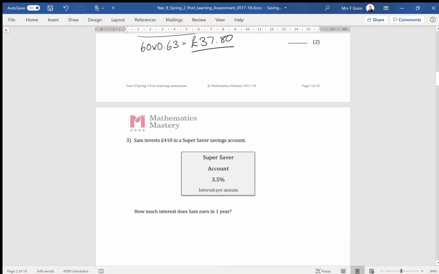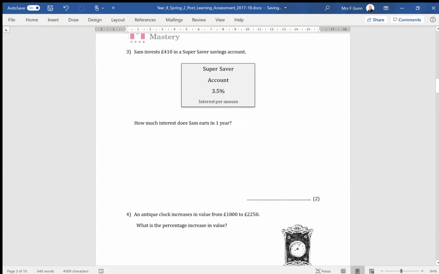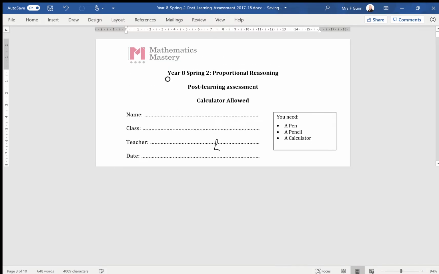Okay. Right, Sam invests £410 in a super saving account. He gets 3.5% per annum. How much interest does he earn in the first year? So that is 3.5% of £410. So it's 410 times 0.035, which is £14.